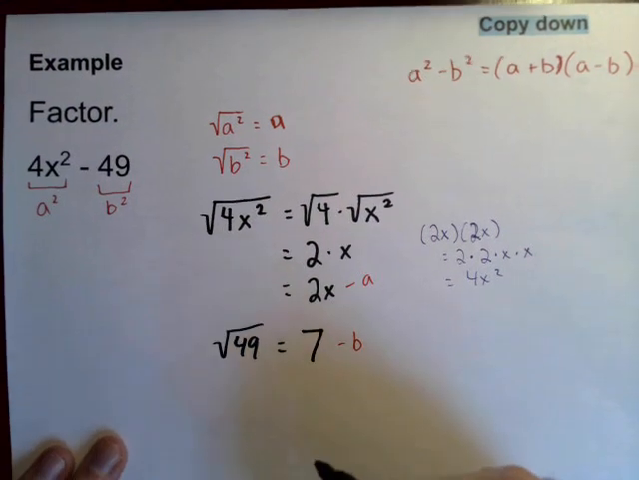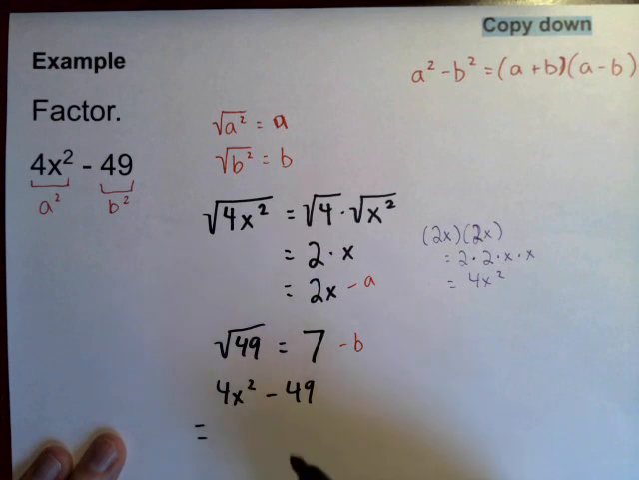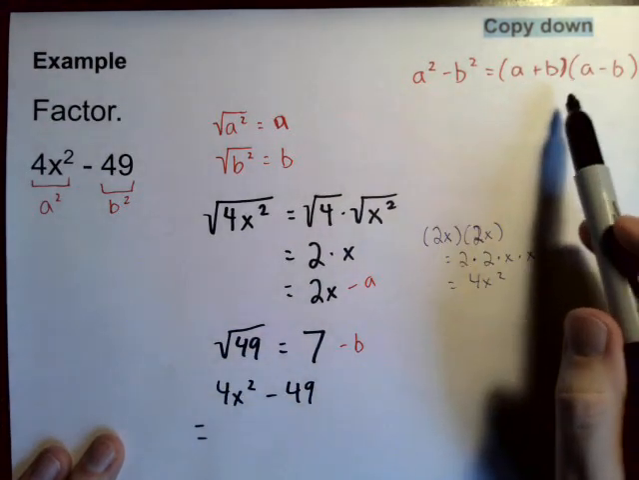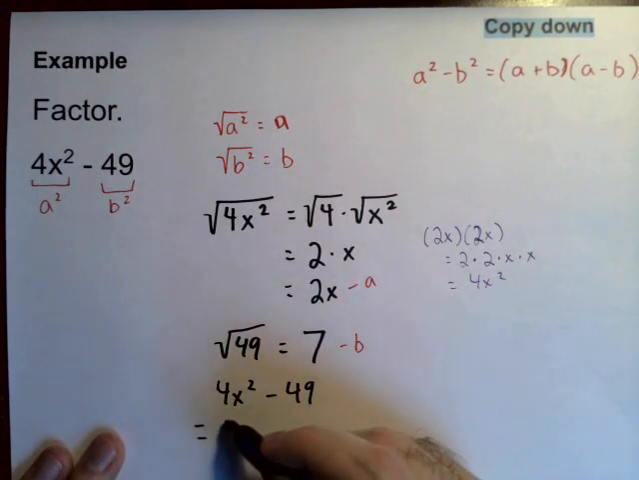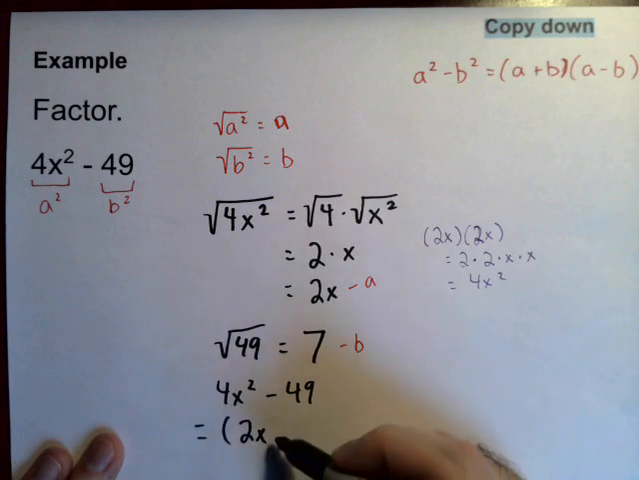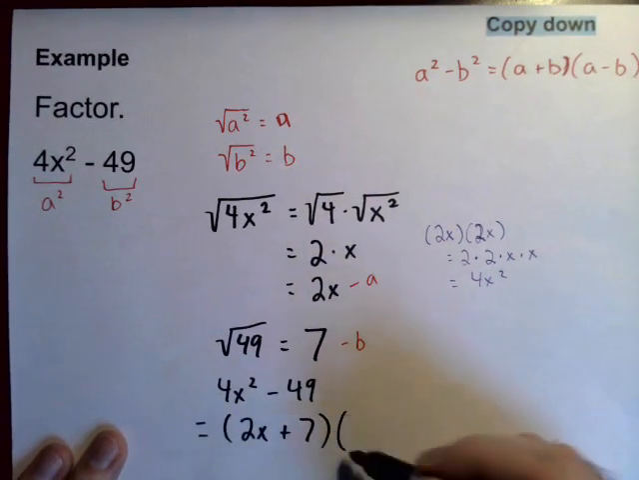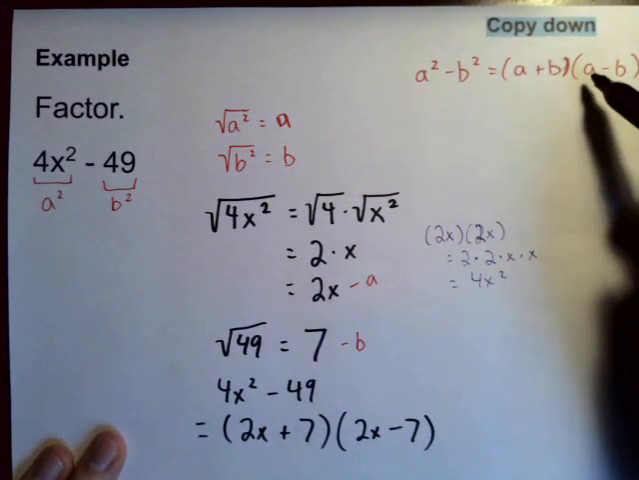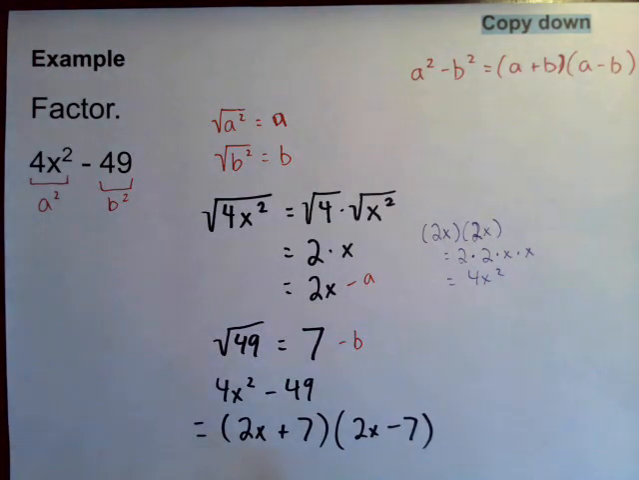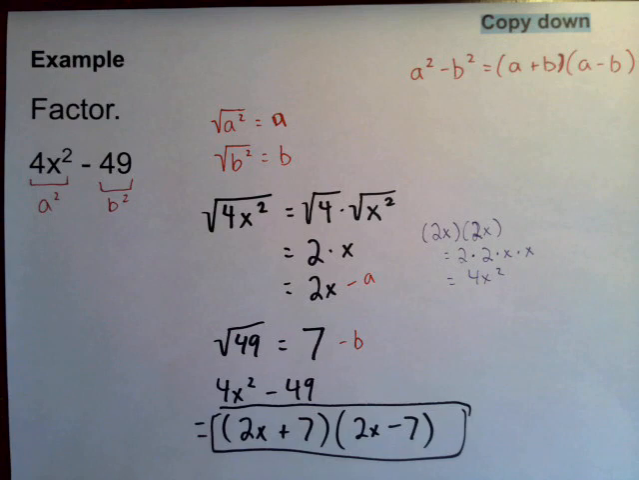So therefore, when we're factoring 4x squared minus 49, and we want to make it fit that general pattern, the factored version is going to be 2x plus 7, because it's like a plus b, multiplied by 2x minus 7, because that's the a minus b. So that would be our final answer there.